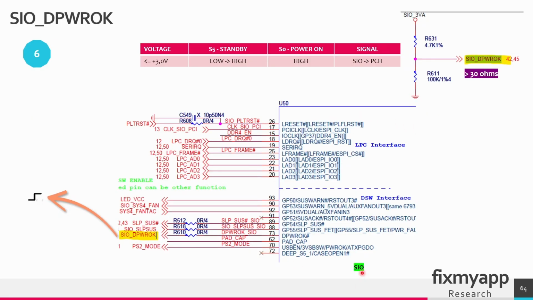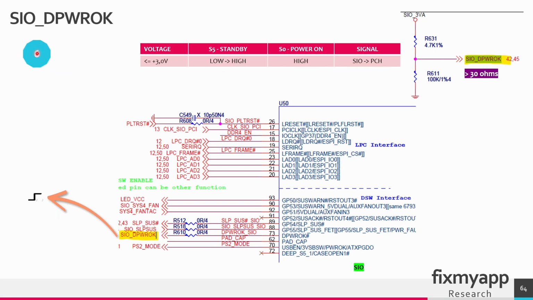This is a Super I/O chip. On this pin, the Super I/O D-Power OK is generated. It will go from low to high. The power supply for the Super I/O chip will also generate this signal line. D-Power OK typically stands for Deep Power OK or Deep Power Well OK. This signal is generated by this Super I/O chip. It's a signal output from the Super I/O chip that indicates a specific power rail has stabilized and it's operational.